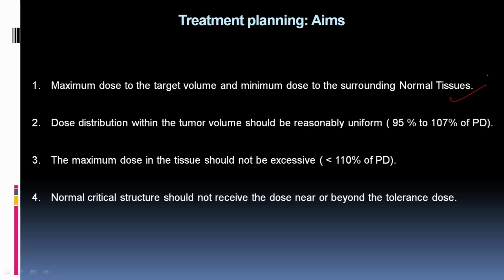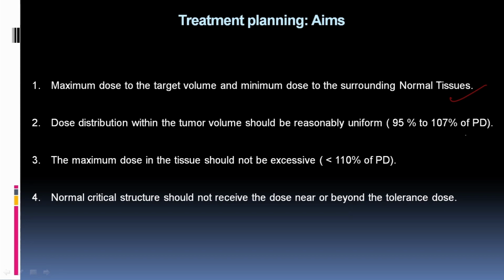And the second aim of our planning is that the dose distribution within the tumor should be reasonably uniform. That means the target volume should receive almost uniform dose, and we have a range that is defined, that is 95% to 107% of prescription dose. This is our second aim of radiation therapy treatment planning. These aims are applicable for all kinds of radiation treatment in the radiation oncology department.